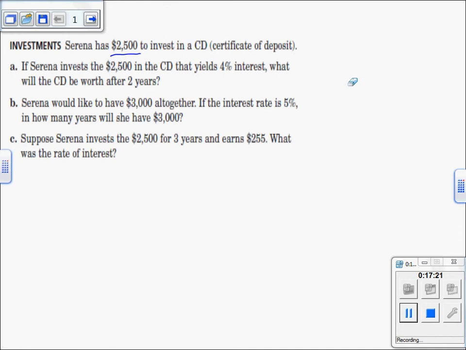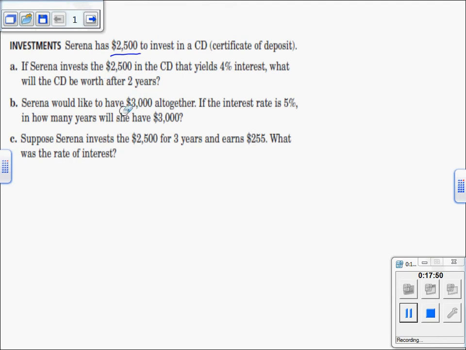Part A says, if Serena invests that amount and it yields 4% interest, what will it be worth after 2 years? This is one of those situations where you're going to find the interest earned and add it to the $2,500. That's how much it's worth after 2 years. I've kind of prepared you for this already. Calculate I, and then add I, the interest earned, to the $2,500, and you'll have your answer for A. So press pause when you get a chance and give that a shot before I do it for you.